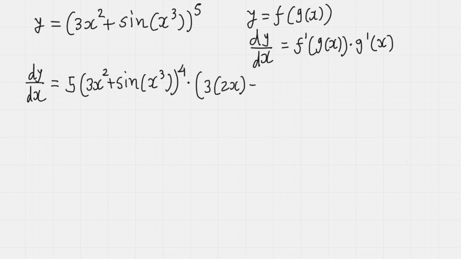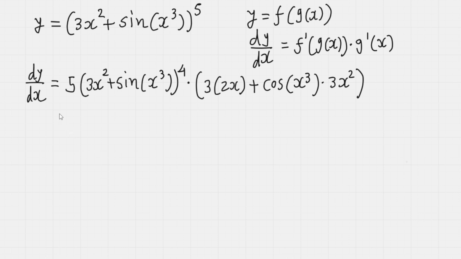and to differentiate sin x³ we will use the chain rule once again. So the derivative of the outer function sine would be cos, the inner function x³ will stay as it is, and in the multiplication we write the derivative of x³, which is 3x². Okay, so our derivative is done. Now we just need to simplify it.